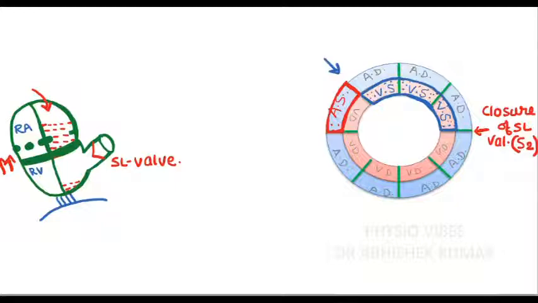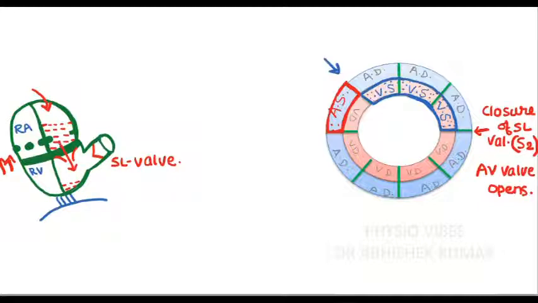and its pressure increases since it is already filled with blood and the pressure is increasing in the atria. This leads to opening of the AV valve. So AV valve will open. Due to opening of the AV valve, the blood will flow into the ventricle from the atrium.